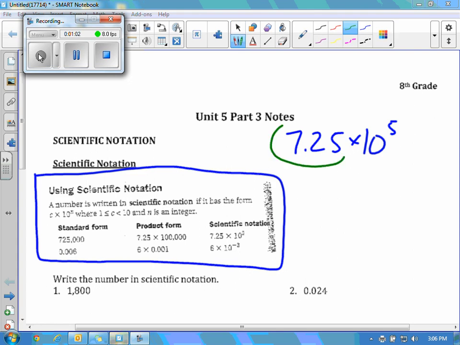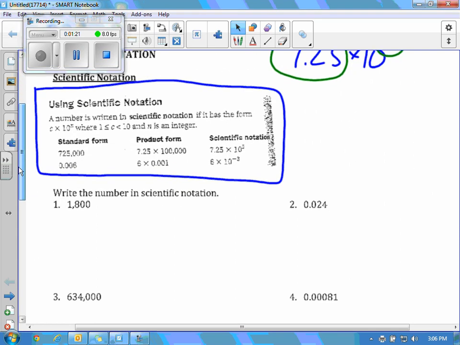A couple things. This number out front has to be 1 or greater, so it can't be anything less than 1, and it has to be smaller than 10. So it's got to be 1 to 9 point something. And then this number here has to be an integer. It's positive or negative, but it's got to be an integer. So let's look at some examples.